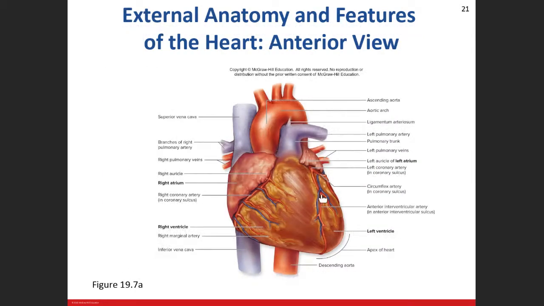So there's our anterior view. This is the same thing that I just showed you a couple slides ago. Pretty much all this is the right portion of the heart. There, that's the right portion. And you can see the left is kind of peeking over a little bit, the left ventricle.